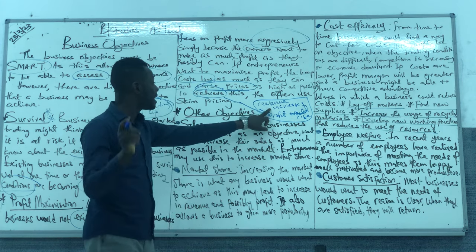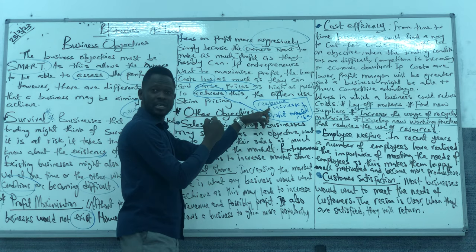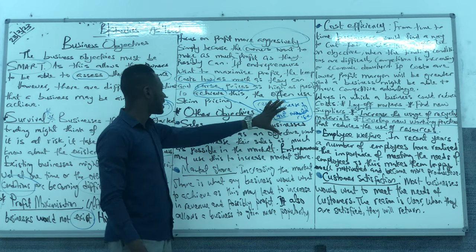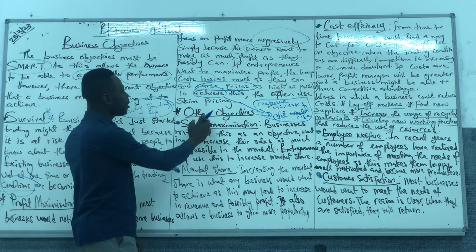So at this point in time, the revenue made would have increased. And if revenue increases, profit will also what? Increase for firms. So that is another objective. Then the next one is other objectives.